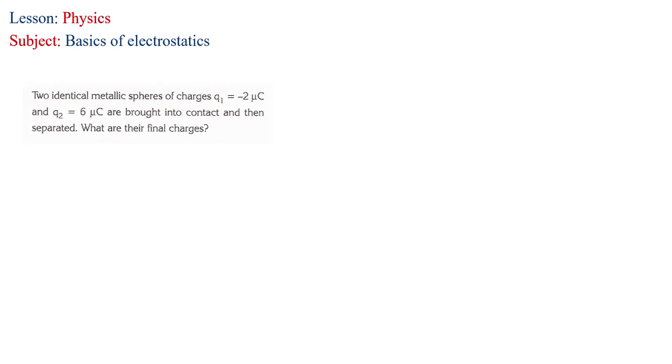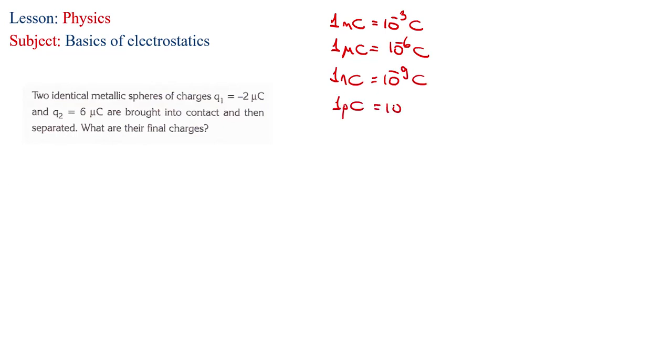Now let's come up to an example. 2 identical metallic spheres of charge q1 -2 microcoulombs. By the way, we have the abbreviations here. That is millicoulomb, that is 10 to the power of -3 coulombs, and 1 microcoulomb, you see 10 to the power of -6 coulombs, and 1 nanocoulomb, that is 10 to the power of -9 coulombs here, and 1 picocoulomb, that is 10 to the power of -12 coulombs here.